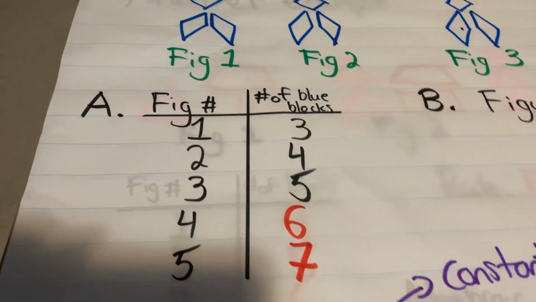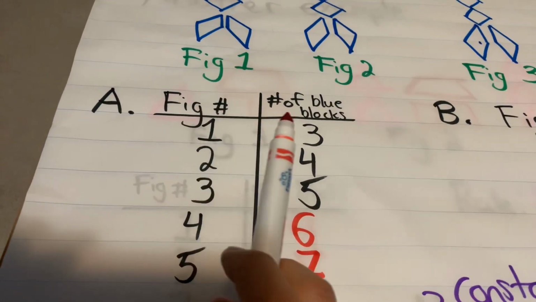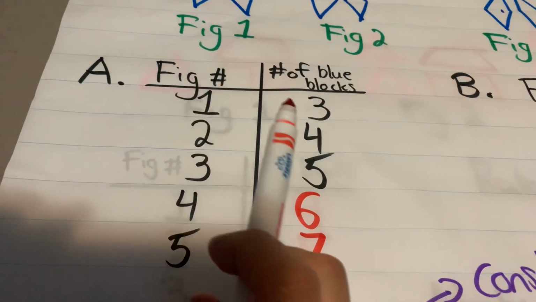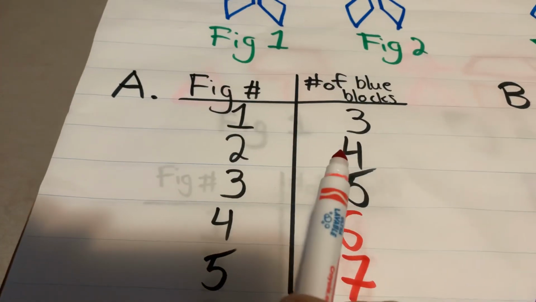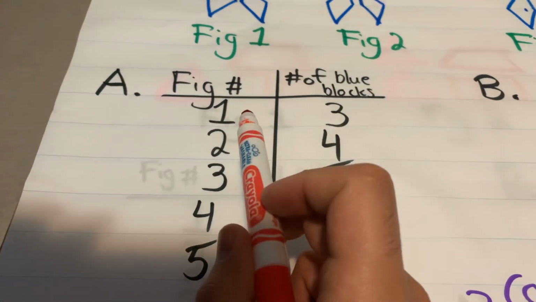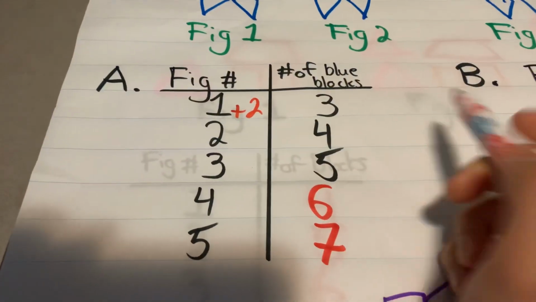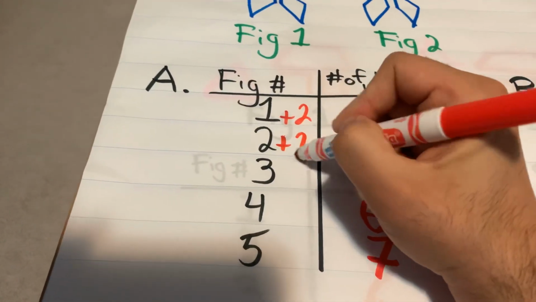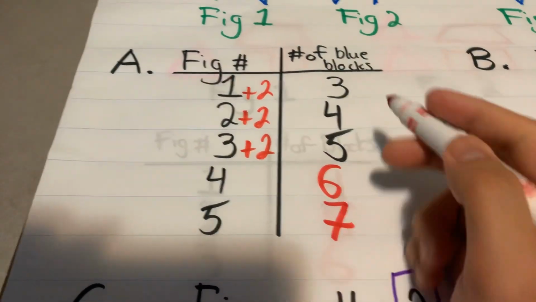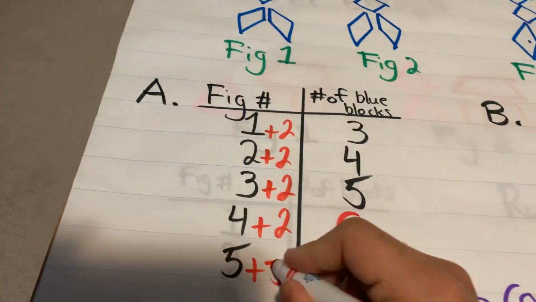But what if I were to try to figure out what's the pattern rule using the figure number and the number of blue blocks? So in other words, how do I get from 1 to 3? How do I get from 2 to 4? How do I get from 3 to 5? Well, from 1 to 3, I would add 2. From 2 to 4, I would also add 2. 3 to 5, I would also add 2. 4 to 6, I would add 2. And from 5 to 7, I would add 2. Oh, I don't know why I wrote 5.